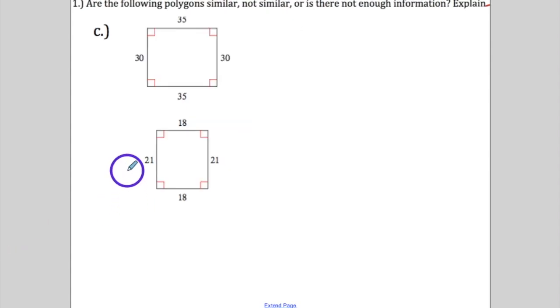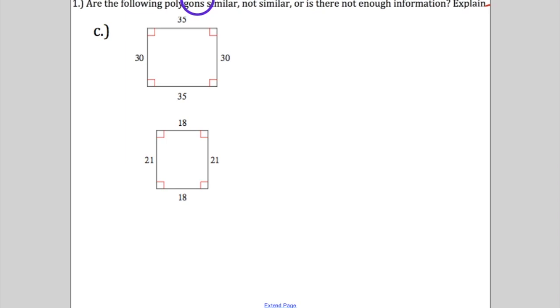All right, so example C. I would like you to hit pause and set up your ratios between here and see if they are proportional. When you have done that, you may go ahead and hit play. All right, so you have checked to see if these sides are proportional or not.